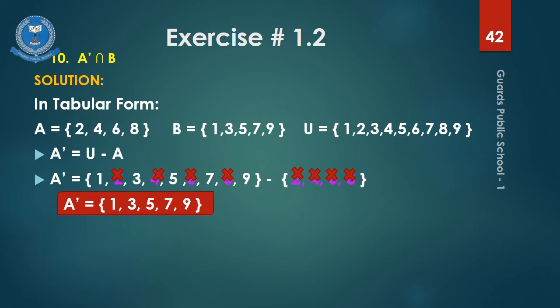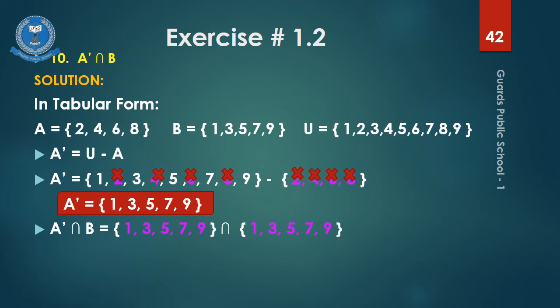Now next, what is required in the question? It is required to find the intersection of this A complement with B. Write down A complement intersection B is equal to list all the members of set A complement, which are 1, 3, 5, 7, 9, intersection with set B, and the members of set B are 1, 3, 5, 7, 9.